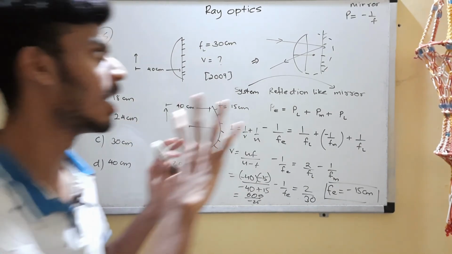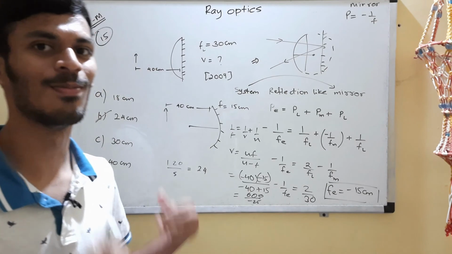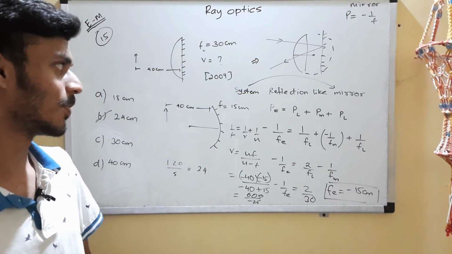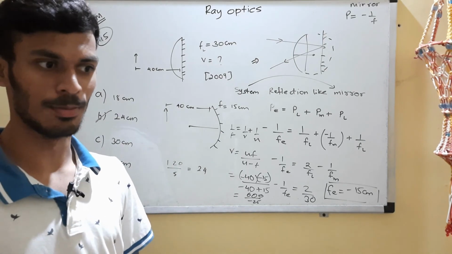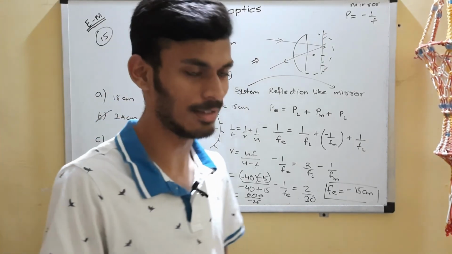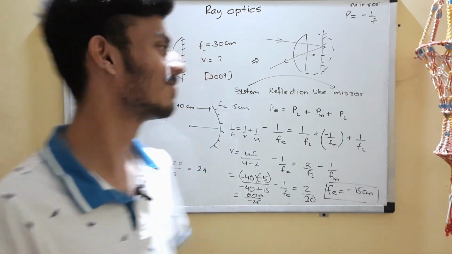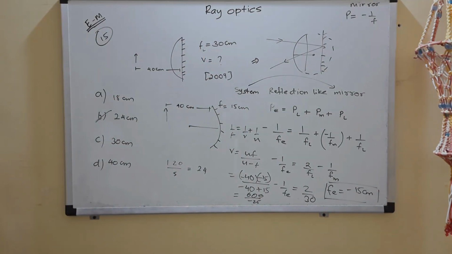I hope you were able to understand it. If not, please rewatch it. So that is how you solve questions based on silvering of a mirror. Let's move to your homework question, and then let's say goodbye.